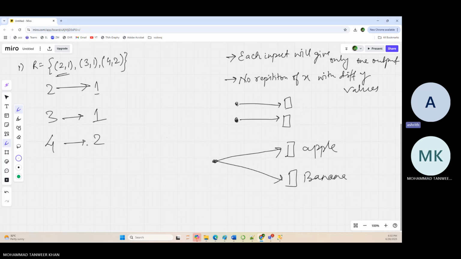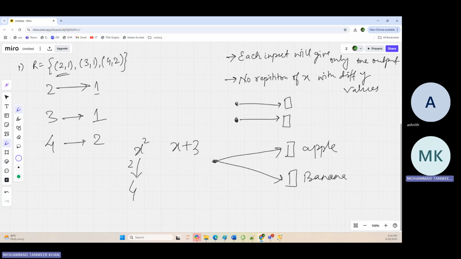It is possible that two different inputs can give the same output. That is possible. Understood? Like two gives one and three suppose gives one. I have a function x square and I have a function x plus 3. If I will take the value of x equals 2, what will be the output?